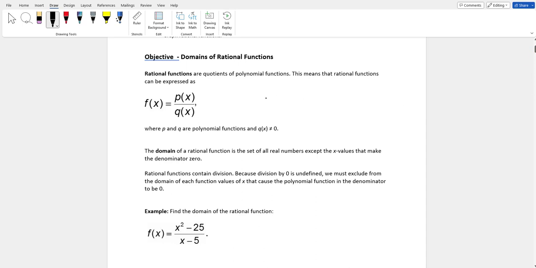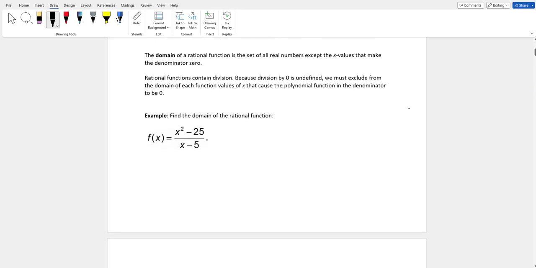So first, let's talk about domains of rational functions. Rational functions are quotients of polynomial functions. This means that rational functions can be expressed as f of x equal to p of x over q of x. P and q are polynomial functions and q of x cannot be equal to 0. The domain of a rational function is the set of all real numbers except the x values that make the denominator 0. Rational functions contain division. Because division by 0 is undefined, we must exclude from the domain of each function values of x that cause the polynomial function in the denominator to be 0.